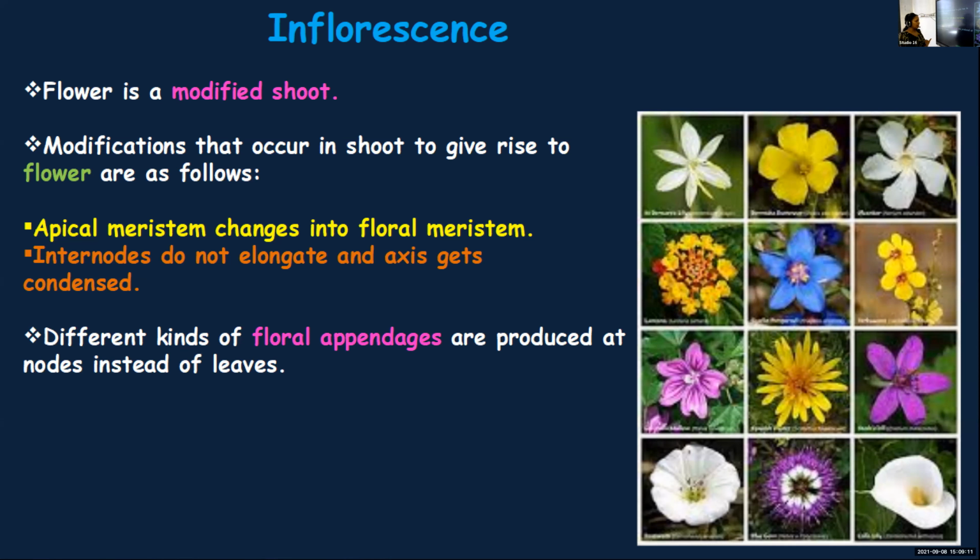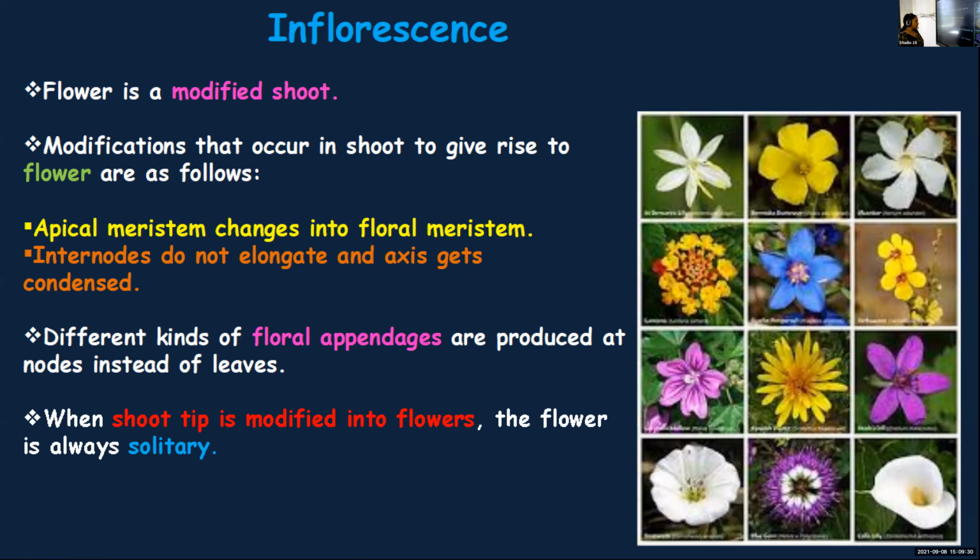First, I said the apical meristem will change into floral meristem. Internodes will not get elongated. Axis as such will get condensed. And instead of leaves, floral appendages, floral structures like sepals, petals, pistil, carpel. So different floral appendages will be produced at the nodes.